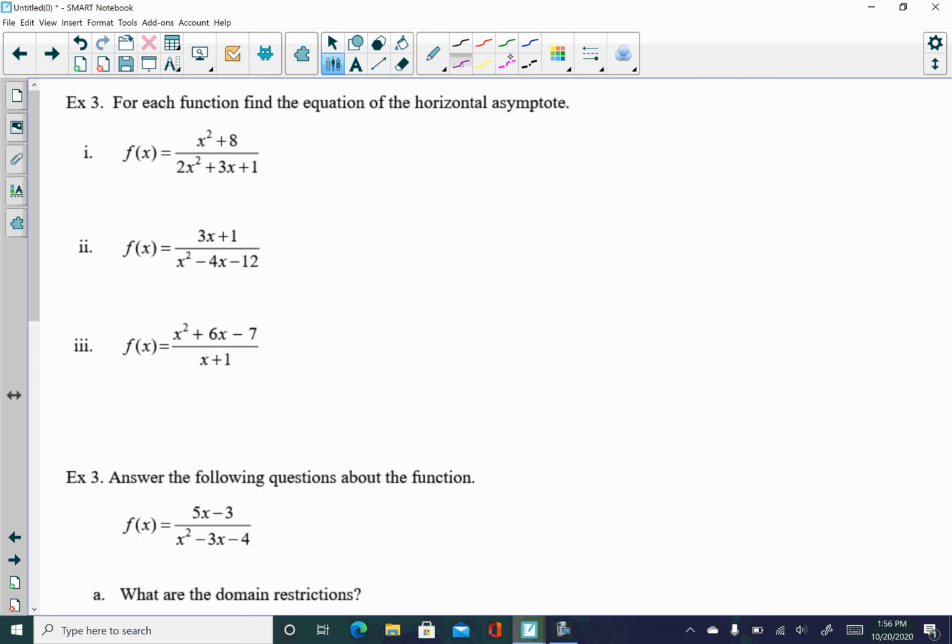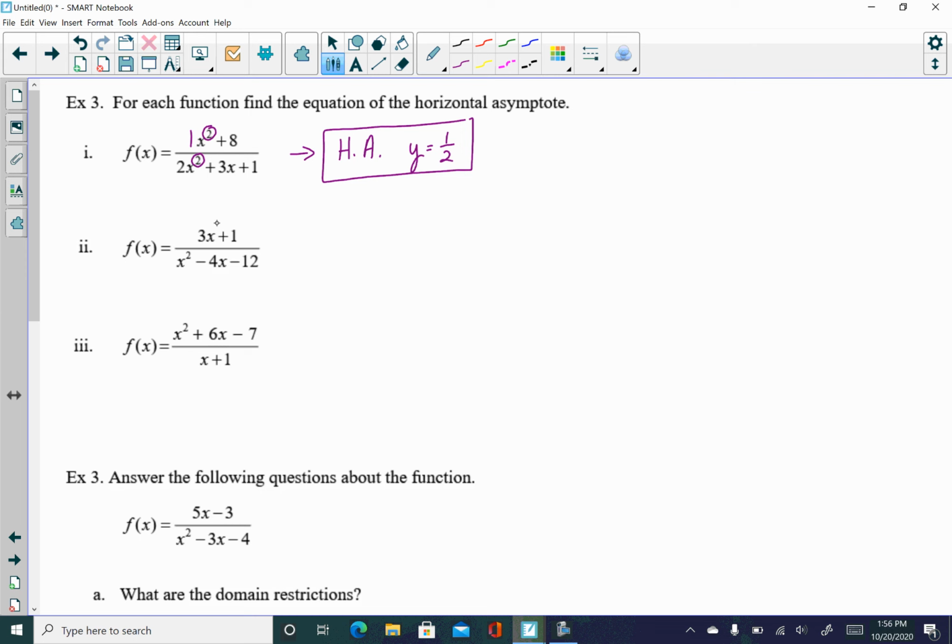Here in example 1, you can notice that the degree of the top is the exact same as the degree of the bottom. So I do have a horizontal asymptote at y equals, and I just pull my coefficients, 1 over 2. Final answer. All right, moving on down to the next one.